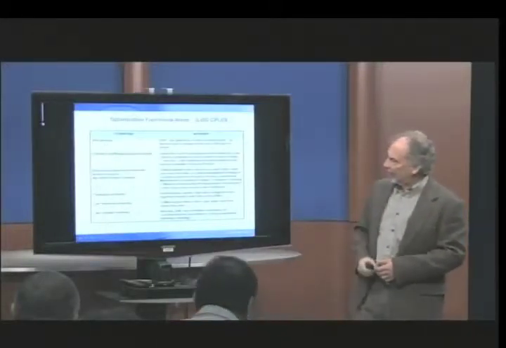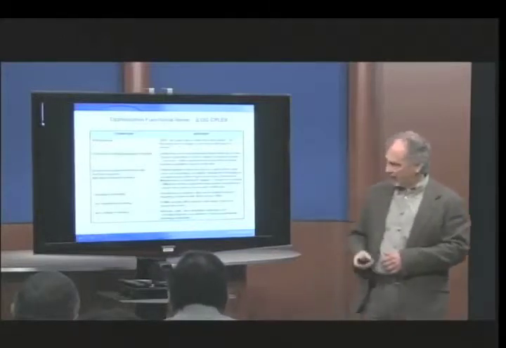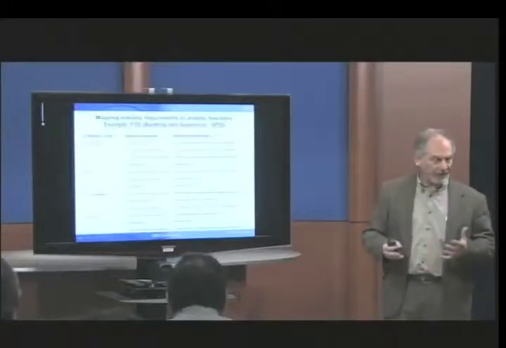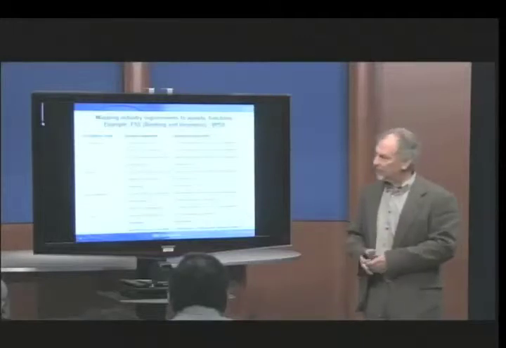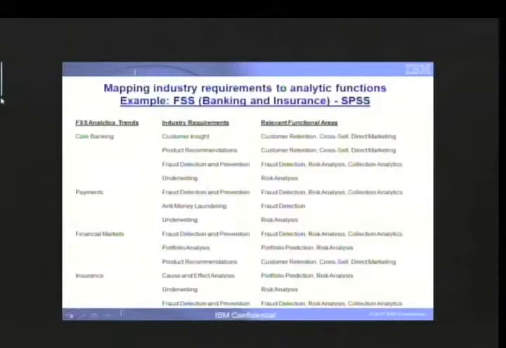So this is, I showed you SPSS before, and this is the iLog Cplex optimization. So here's an example for the SPSS 7 analytical functional areas I told you of how it fits into the commercial environment. Here's core banking, for instance, and in core banking you have multiple different kinds of solutions: customer insight, product recommendations, fraud detection, prevention. And then over here, let's take fraud and prevention, or fraud detection.